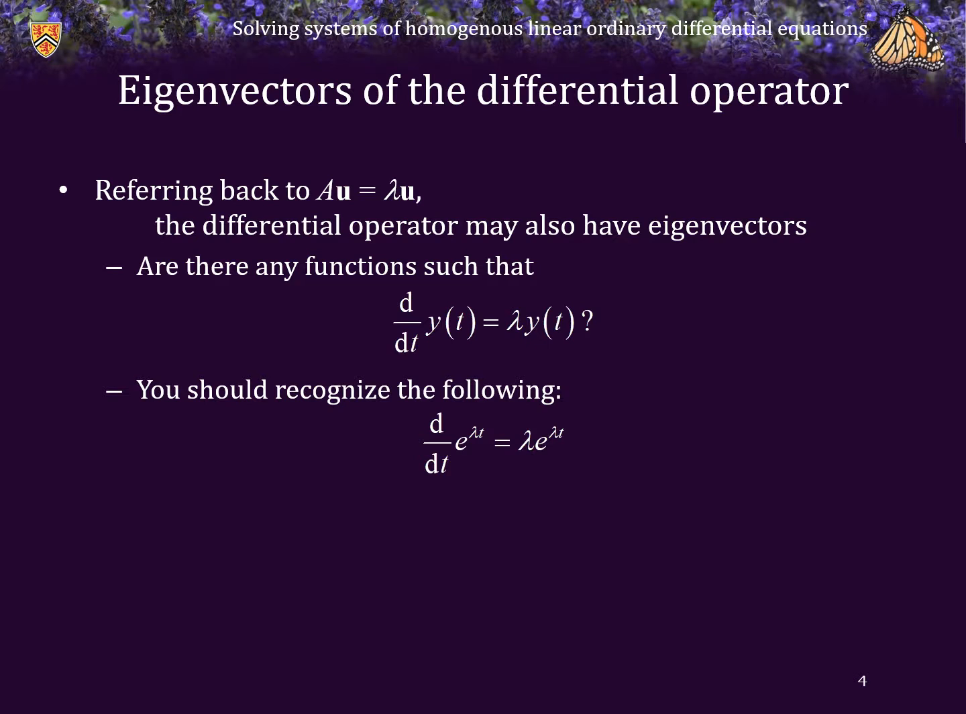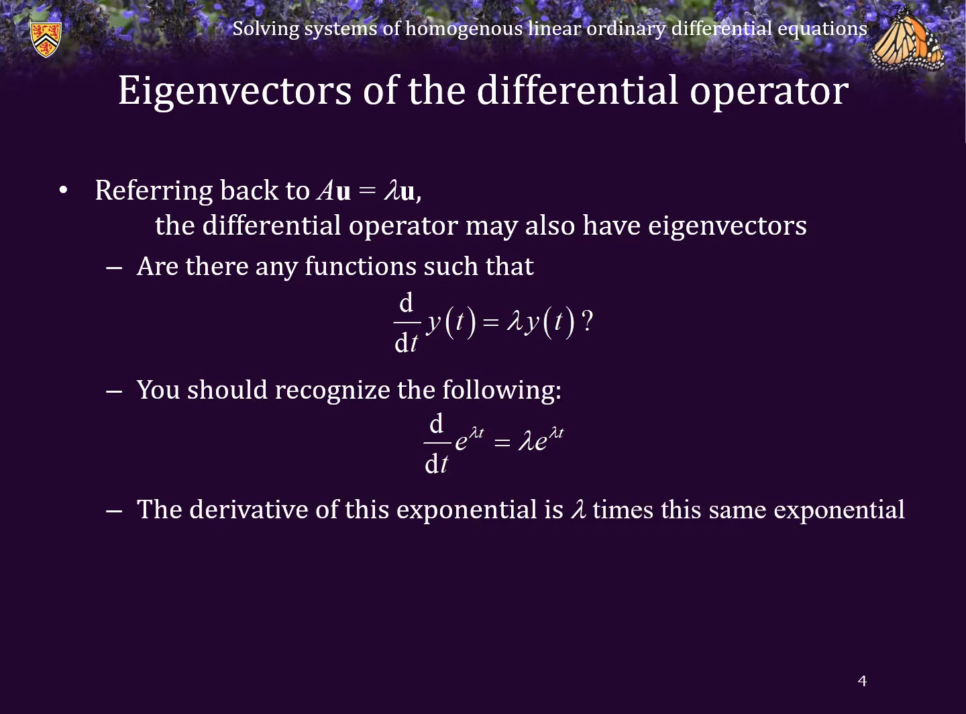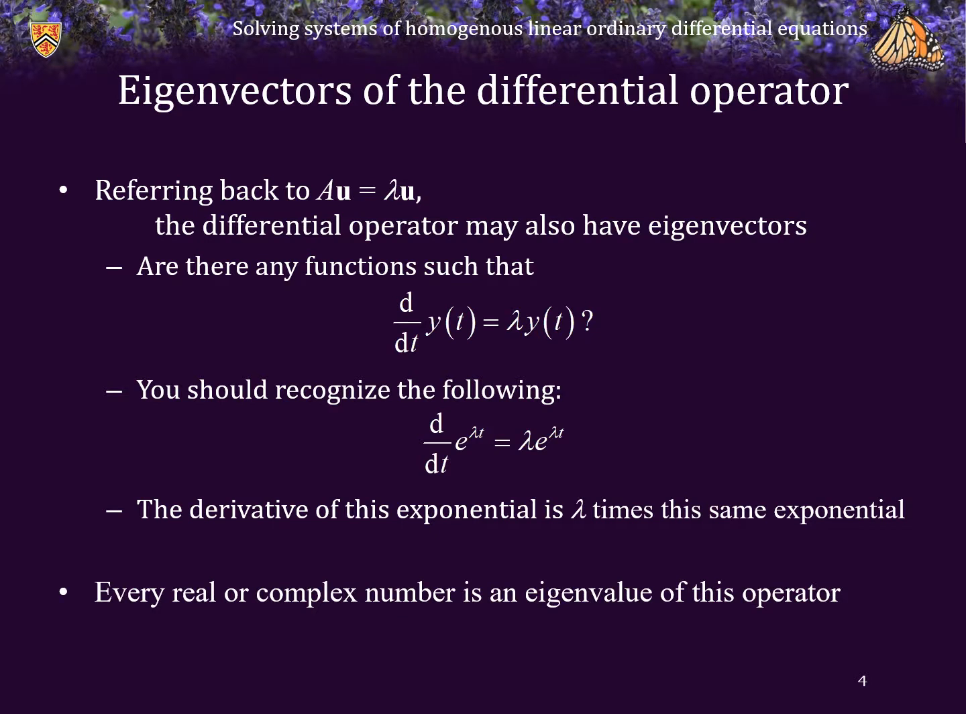It could be 3, it could be -1, it could be -75,221.3289. The derivative of this exponential function is lambda times this same exponential. Consequently, every real or even complex number is an eigenvalue of the differential operator, and the corresponding eigenfunction is e to that eigenvalue times t.